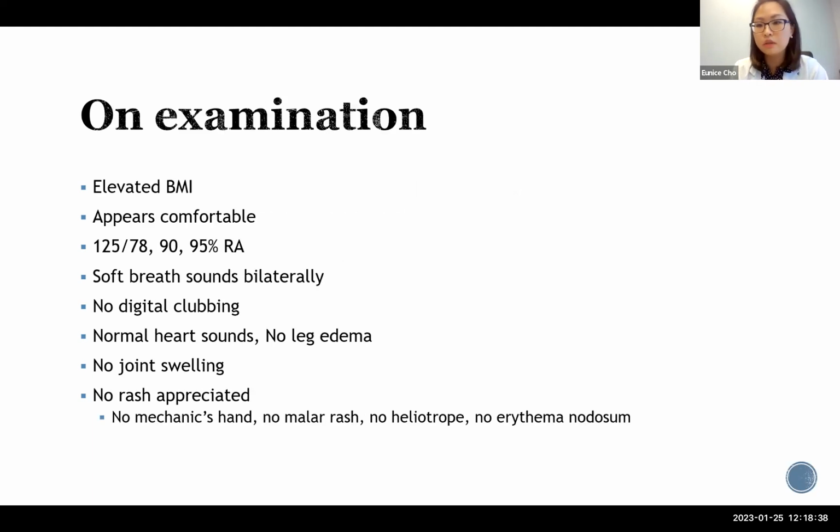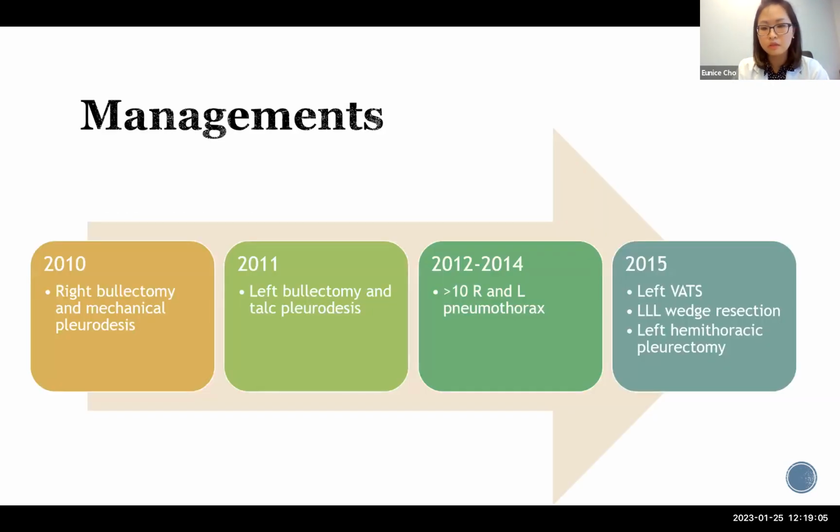When I examined her, she was a mildly obese woman who otherwise looked very comfortable. Her vitals were normal. She had a bit of reduced breath sounds bilaterally, but there was no digital clubbing. Her heart sounds were normal. There was no leg edema. There were no joints that appeared swollen, and there was no significant rash that I could appreciate on my assessment. So this was the extent of my examination.